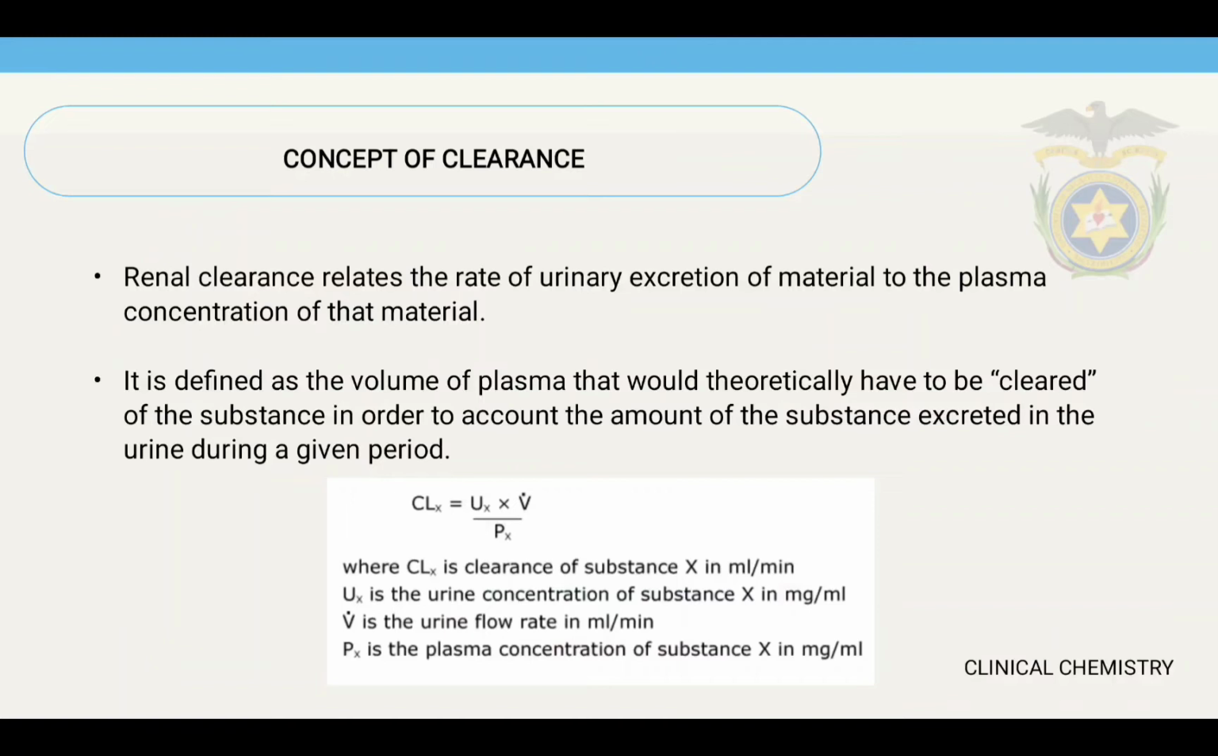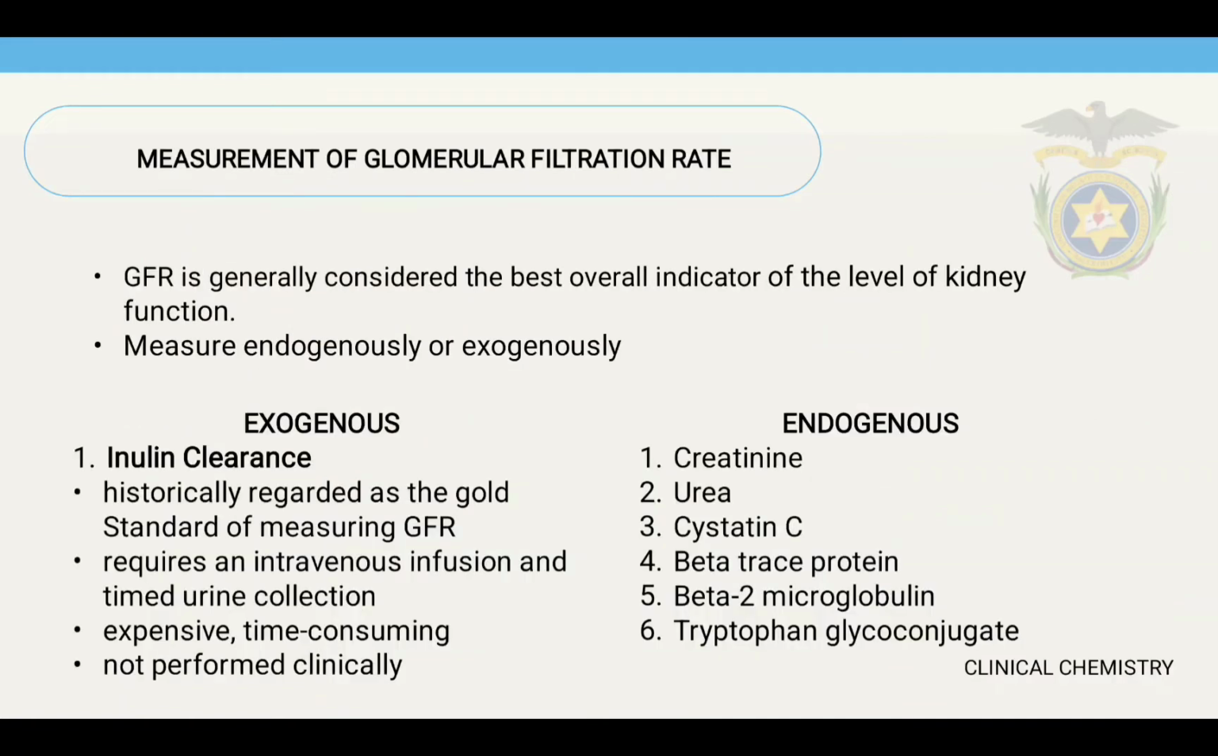So you can see on the formula given below, you have your CL is equal to U times V over P. What does this mean? Well, clearance, that's your CL, is equal to the urine concentration of your substance multiplied by the rate of urine flow divided by the plasma concentration of the same substance. So solving for that formula will give you the clearance rate of that substance.